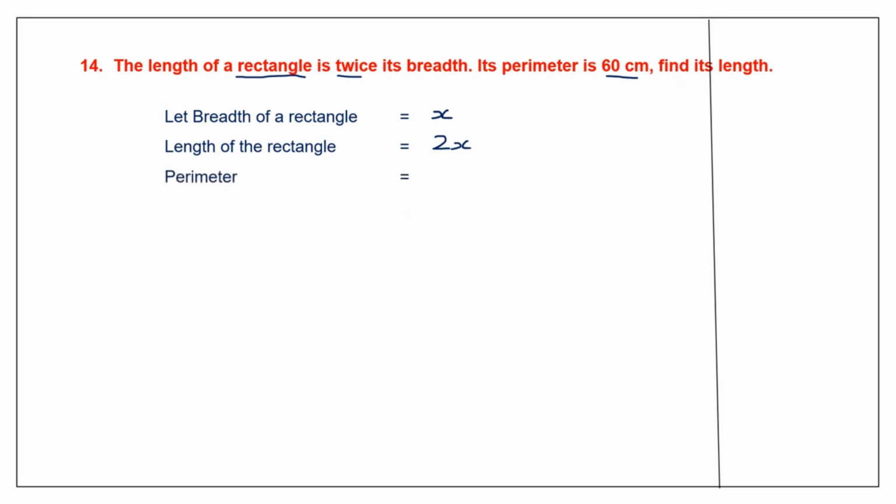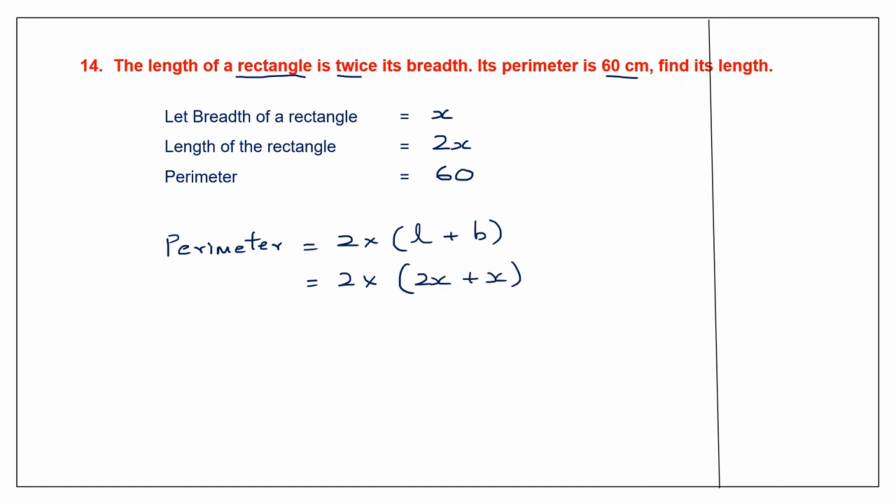So for that, we will start with perimeter because it's given to us. Perimeter is already given to us. Perimeter is 60. So let's use the formula for perimeter. Perimeter equals 2 into (length plus breadth). So let's use this. So 2 into (length, which is 2x, and breadth is x). Now here, how much is the perimeter? Perimeter is given to us as 60 centimeters. So let's write that, 60 centimeters.